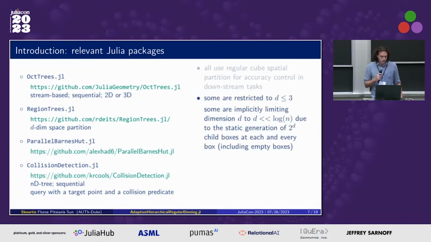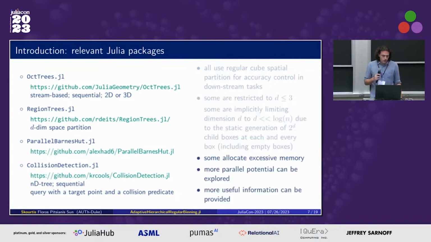So we have designed ARB to facilitate, as already stated, high dimensionality data, and some of these packages either implicitly or explicitly limit their input data dimensions. Some also allocate prohibiting amounts of memory for larger data sets and more dimensions. And there is more potential in how we parallelize ARB. We also can, through ARB, provide users with more useful information, such as the queries I mentioned in the previous slides. And ARB also enables users to attach user-defined and application-defined information to each node of the tree in order to help information flow between these nodes. We will see examples of this.